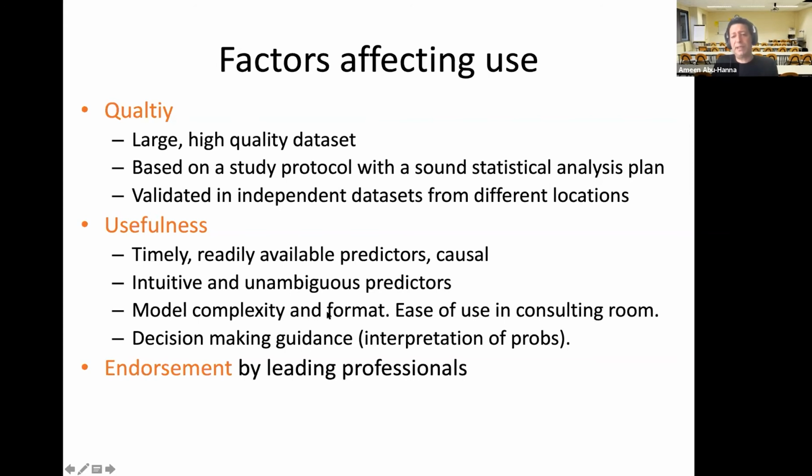Complexity and format and ease of use in a consulting room is important. Does it only give me a probability, or does it guide me? Like if it guides me, telling me, okay, the probability is 60%, and it's like a decision support system, and I suggest that you consult with or refer the patient, then it will be a more useful model. And one thing which in medicine we should also be aware of: endorsement. If an opinion leader says, yeah, this is a great model, then maybe people will use it more because they trust that person.